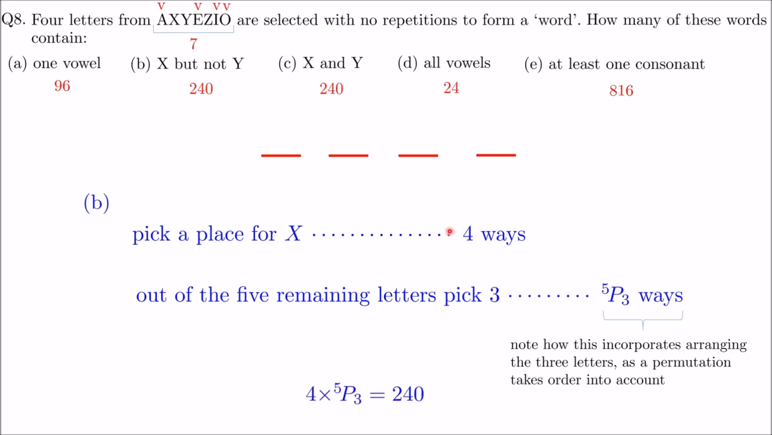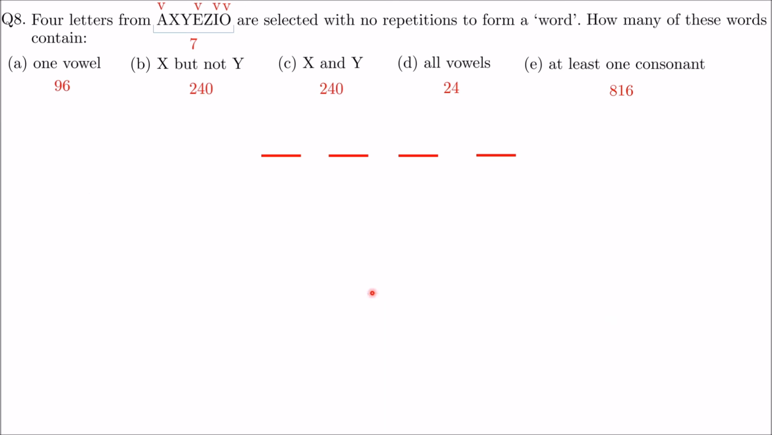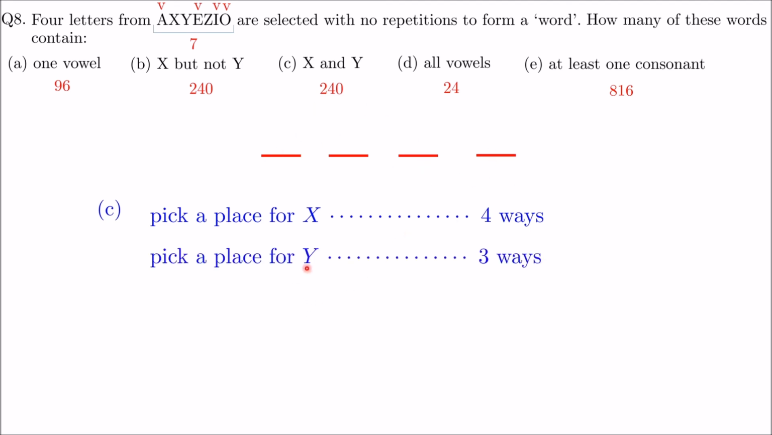Okay, so the multiplication of these 2 numbers gives us 240, and that's the answer for B. For C, in a sense, it is a bit easier than B, because now you want to ensure the word contains both X and Y. So just pick a location to place your letter X. There are 4 ways in the beginning. Now X has already gone into a certain spot, so you only have 3 more spots to allocate where the letter Y is going to go. Okay, and that's it. That's the letters X and Y taken care of.